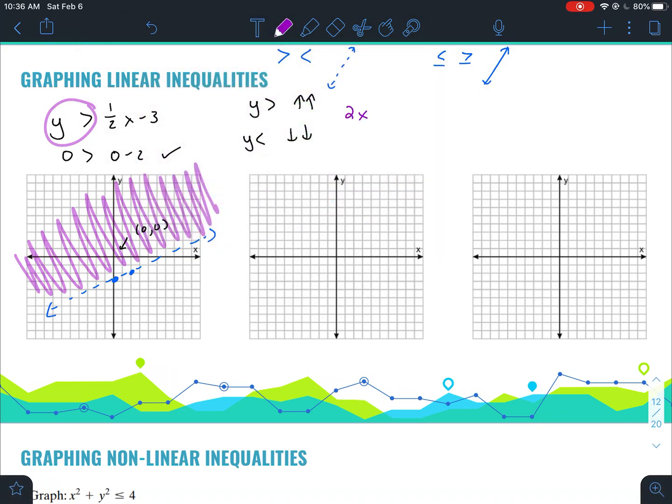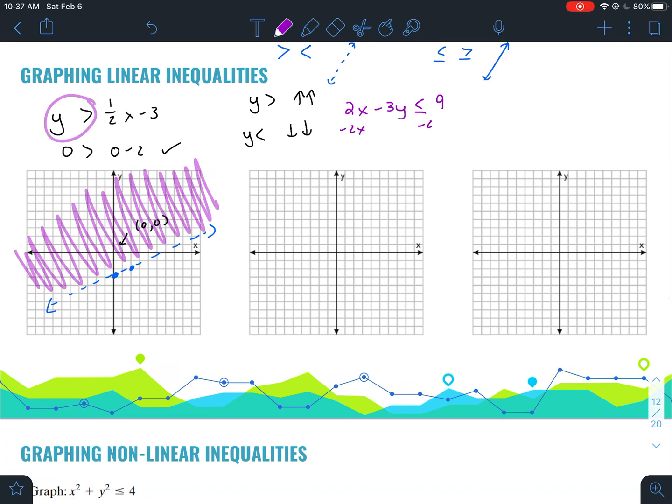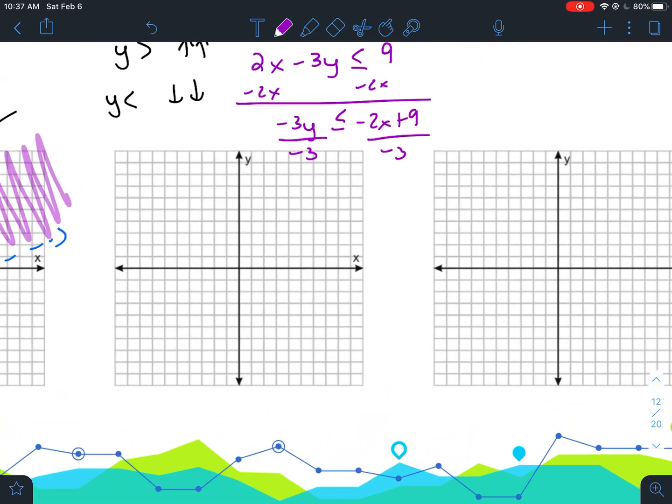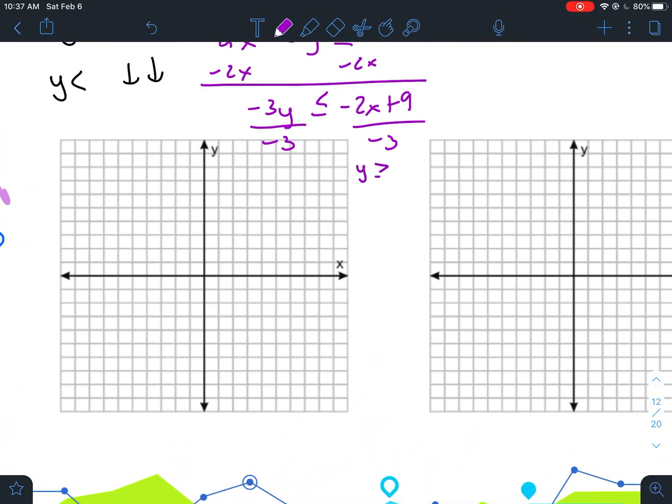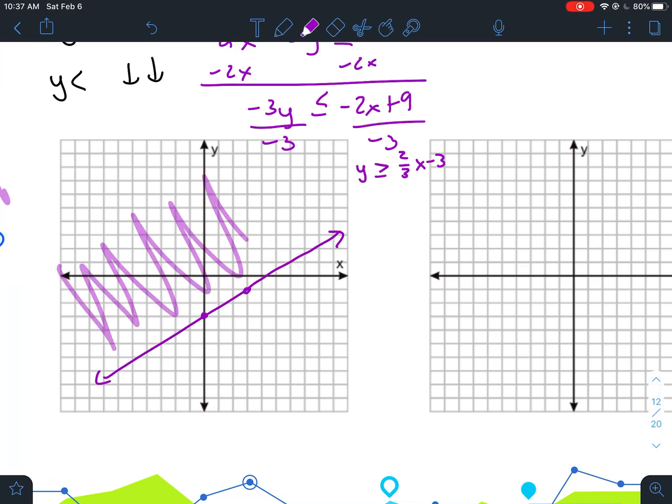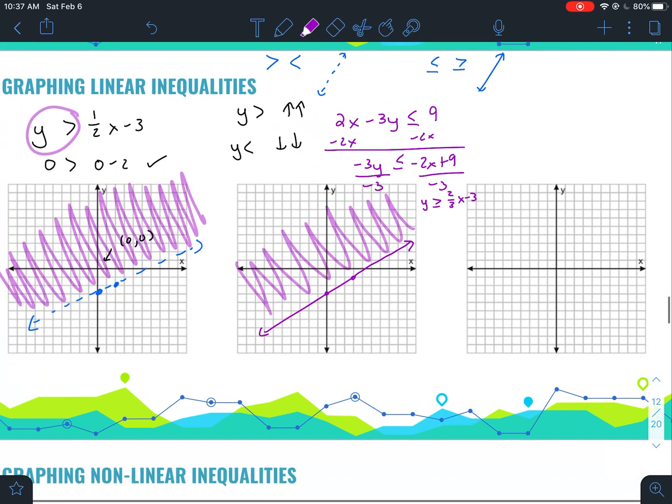If we had something like 2x minus 3y is less than or equal to 9, first we would solve for y. Subtract the 2x from both sides, and we would have negative 3y is less than or equal to negative 2x plus 9. Divide everything by negative 3, and remember when you divide by a negative, flip the inequality sign, so we have y is greater than or equal to 2/3 x minus 3. So start 3 down and then go up 2/3. This time it's going to be a solid line. And again, y is greater than that line, so we would shade above the line.